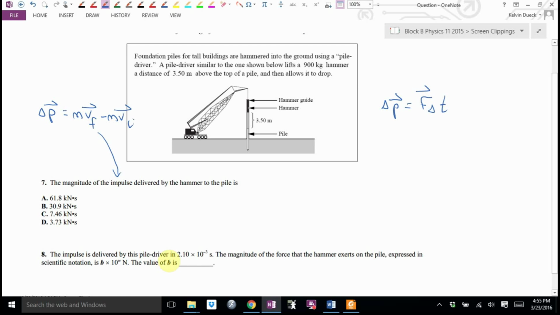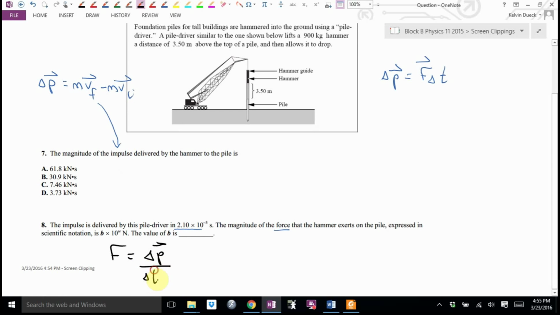Now looking at number 8, the fact that they gave me the time and they want me to find the force, I think down here in number 8, I'm going to end up going force equals the impulse, my answer from number 7, divided by the change in time. In other words, number 8 is going to be divided by 2.1 times 10 to the negative 3, and what's going to go right here is my answer from question number 7. How can I then get question number 7? Well, I'm pretty sure I'm going to use this version here.